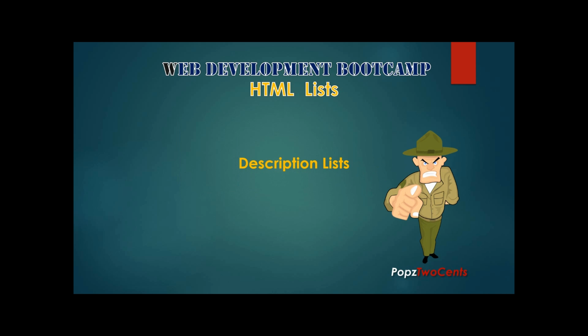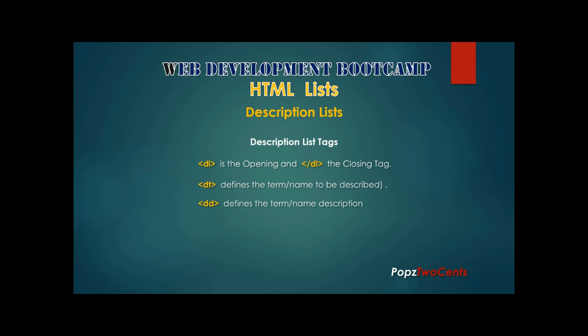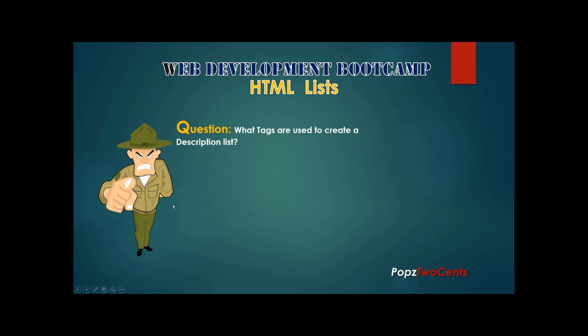Welcome back. Now we'll be looking at what we call description list. Description list tag, DL, and /DL, the closing tag, define the DD tag, which defines the term name description. Question. What tags are used to create a description list?